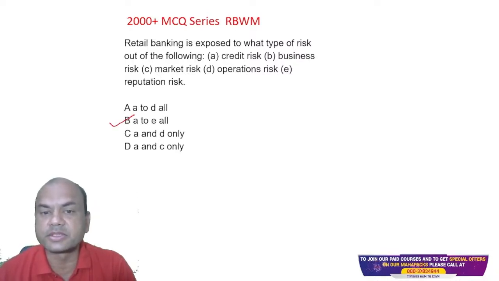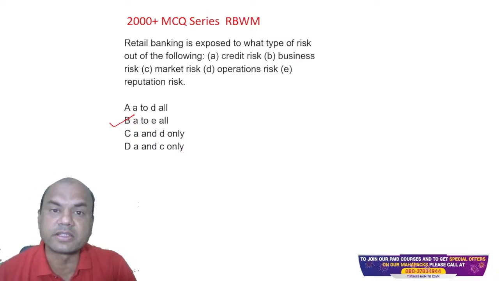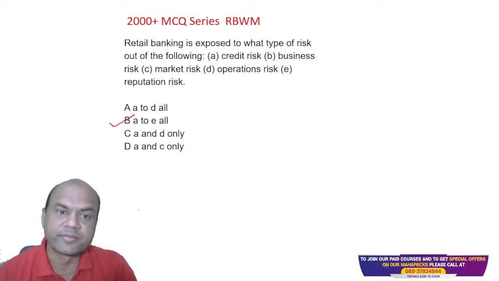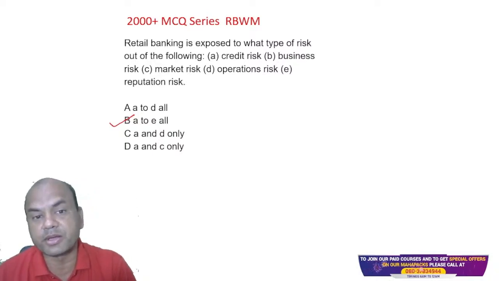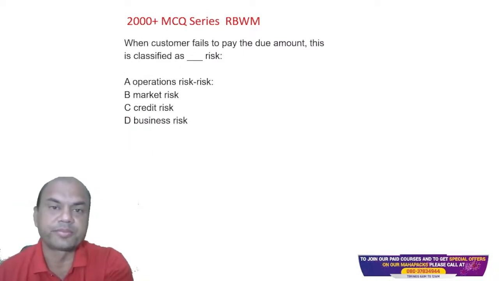Credit risk is there. Business risk means long-term thinking, not possible. Credit means the person defaults, your customer defaults. Market risk means something else comes in, which is not in your hands. Operations means there are system failures, there are employee problems, all these. Reputation means something bad comes about your bank in the newspaper. So A to E all.